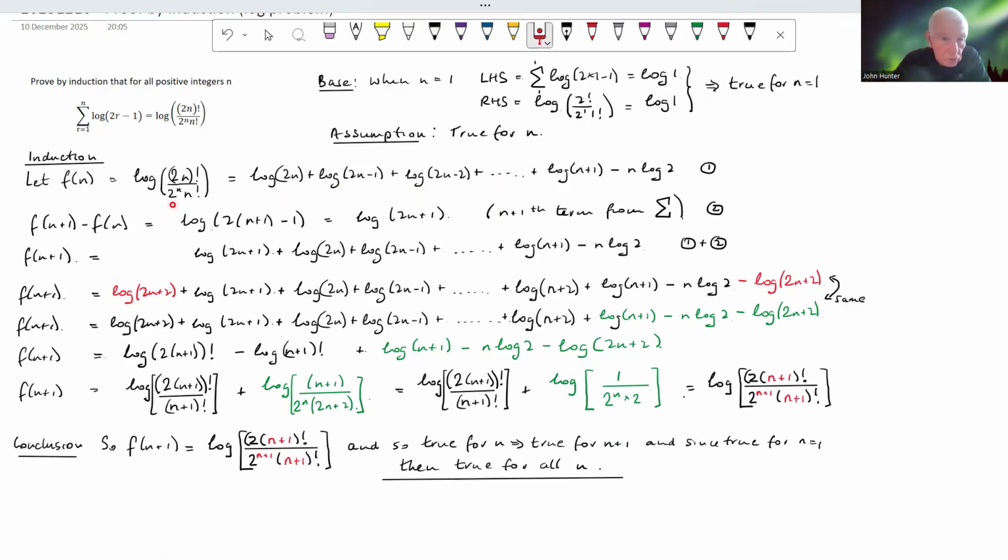But then, of course, we've got to take into account this 2 to the power of n on the denominator, so we're just going to subtract the log of that. In fact, I've written that as n log 2. So that's the contribution of this bit in this expression.